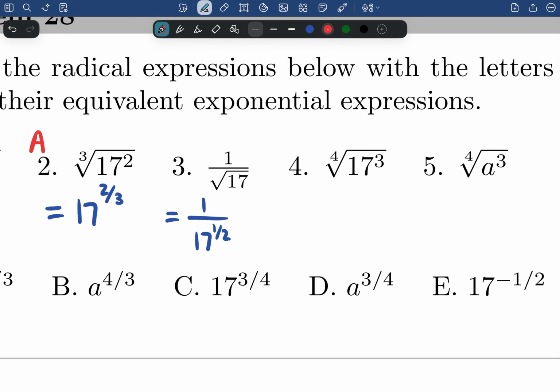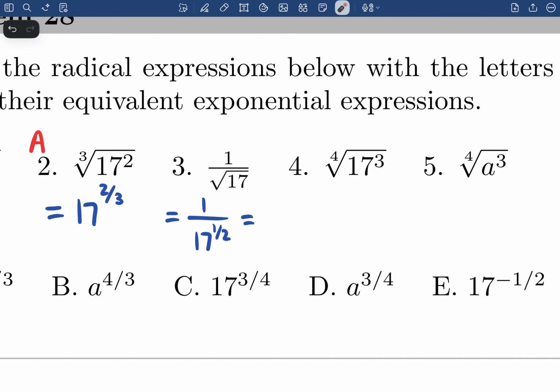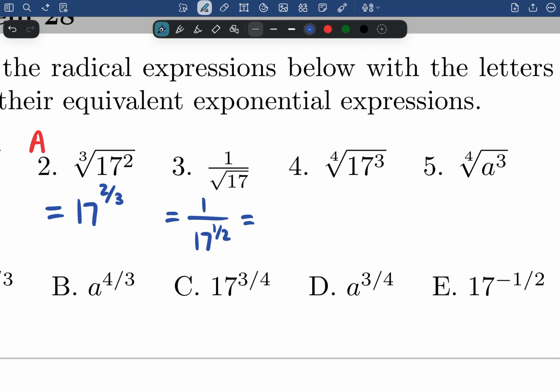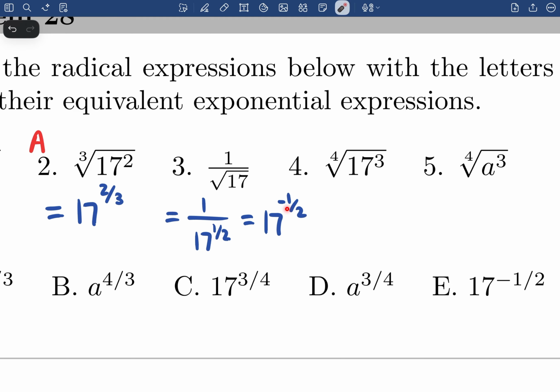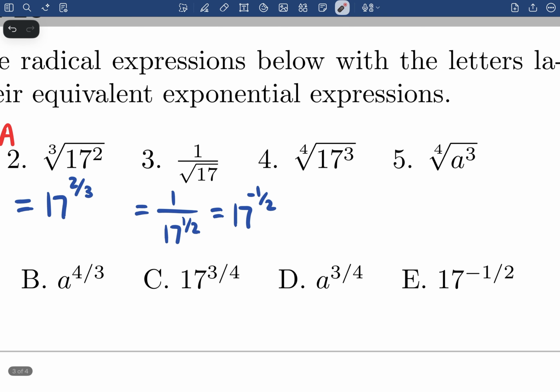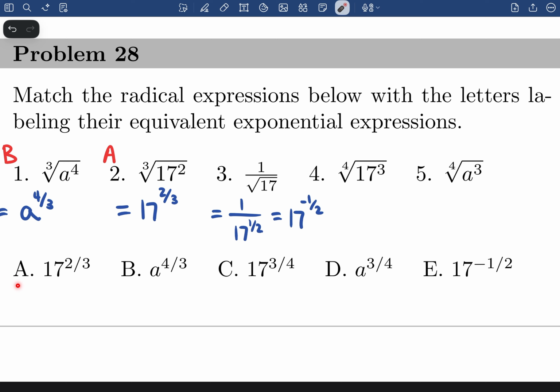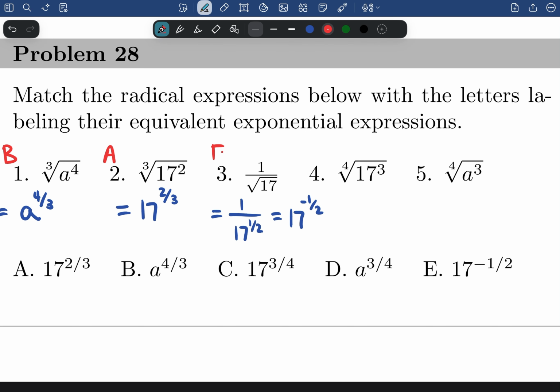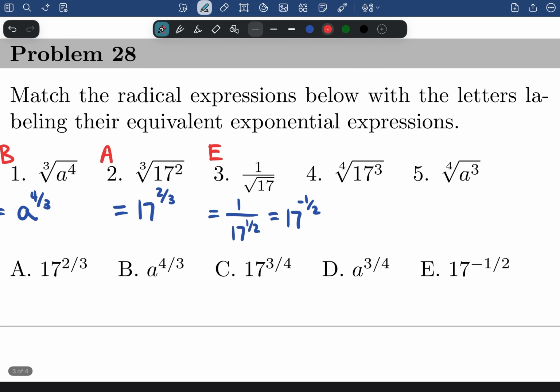Now, you've also learned that the reciprocal can be written as a negative exponent, right? So if I see 1 over 17 to the 1/2 power, I can rewrite that as its reciprocal, 17 to the negative 1/2 power. Negative exponents act as reciprocals. So when I look at number 3 and try to match it with my possible solutions, I notice 17 to the negative 1/2 power, that's option E. So number 3 is associated with option E.